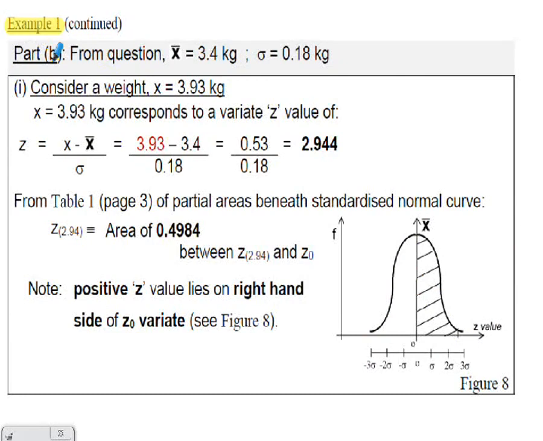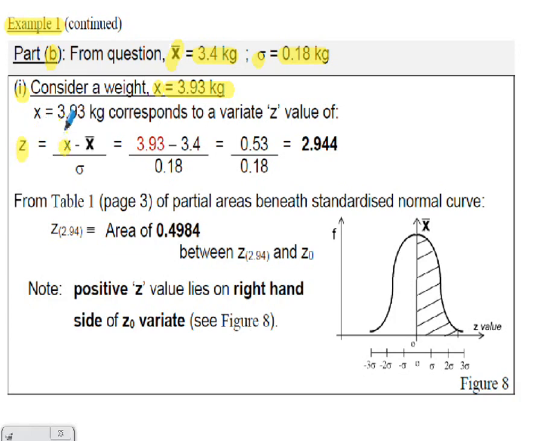Example 1 continued here. This is part B. We know from the question that the mean mass of our 1200 castings was 3.4 kilograms and the standard deviation of the castings was 0.18 kilograms. So step 1 here, we're going to consider the x of 3.93 kilograms. This part of the question wants us to find how many castings would have masses greater than the 3.93 kilograms. So we need to work out the variate associated with the 3.93.